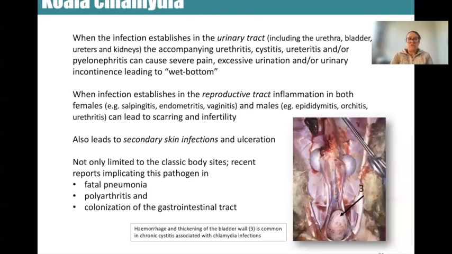When the infection establishes in the reproductive tract, inflammation in both females and males can lead to scarring and infertility. Chlamydia can also lead to secondary skin infections and ulceration. And it's fairly nasty. It gets nastier, so it's not only limited to the classic body sites, but it has been reported that it can also lead to fatal pneumonia, polyarthritis, as well as colonisation of the gastrointestinal tract.